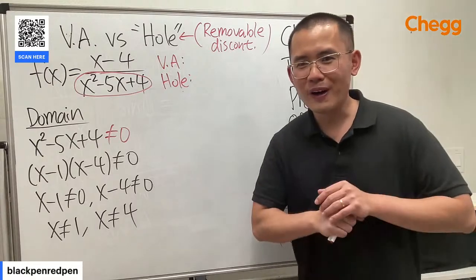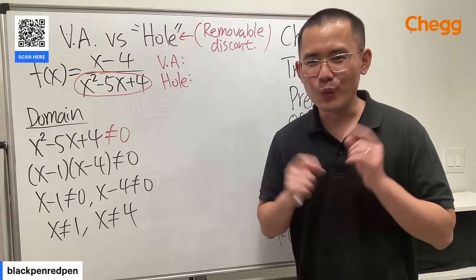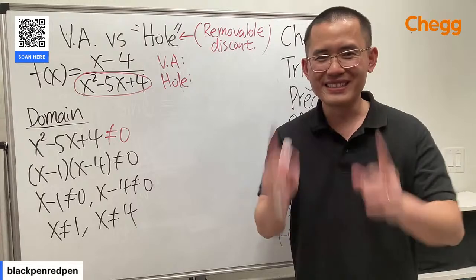A lot of people are answering the question, which is great. So 1 is the VA, yes, and 4 is the hole. Yes, you guys got it right.